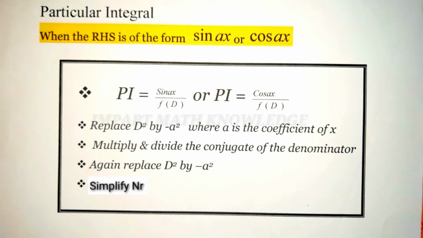Multiply and divide the conjugate of the denominator. Again you replace D squared by minus a square. If the denominator is not equal to 0, simplify both numerator and the denominator, you will get the particular integral.